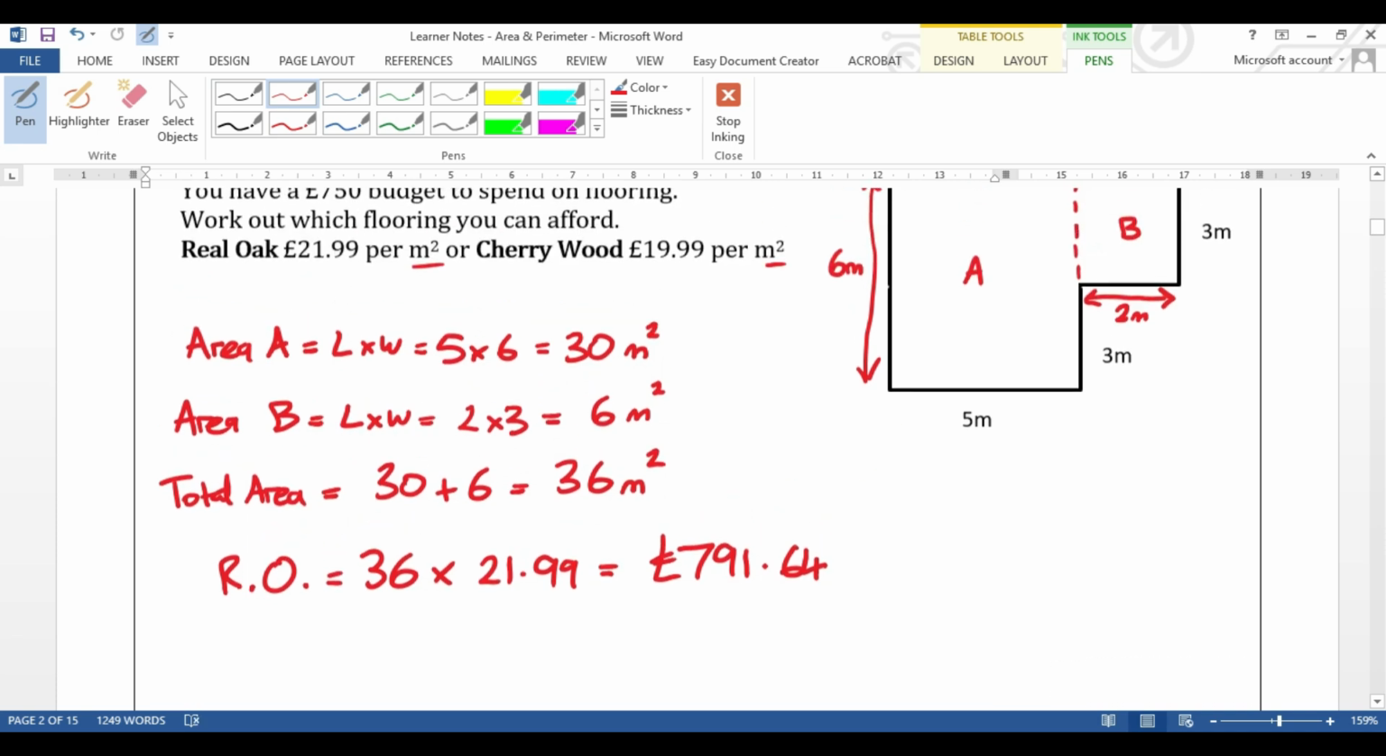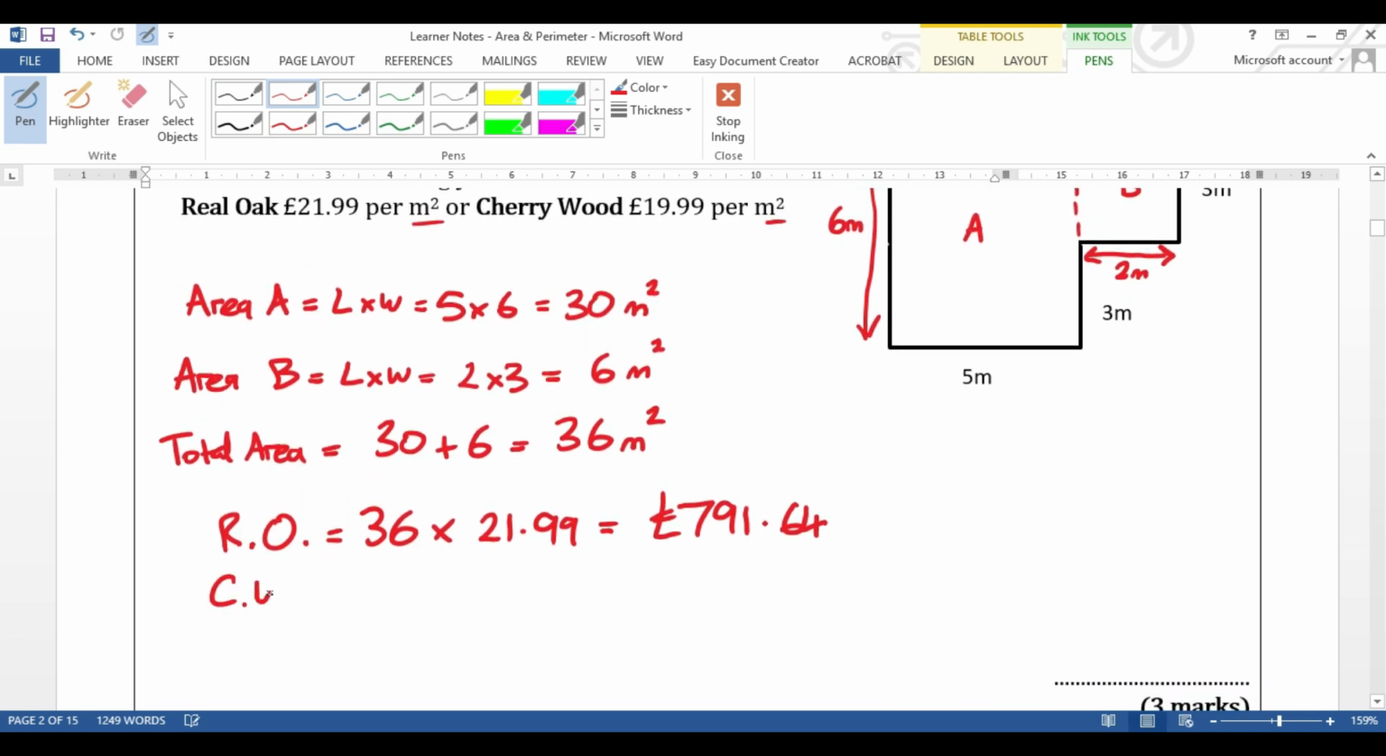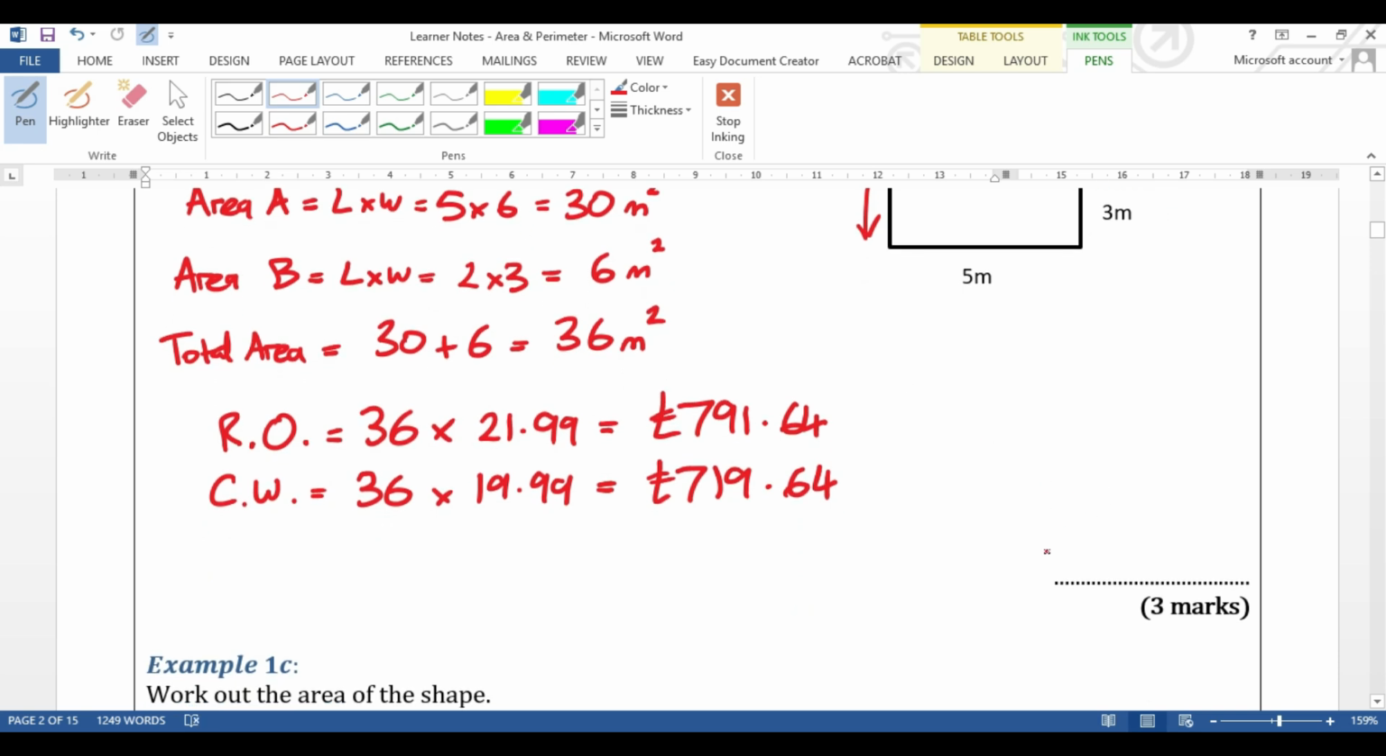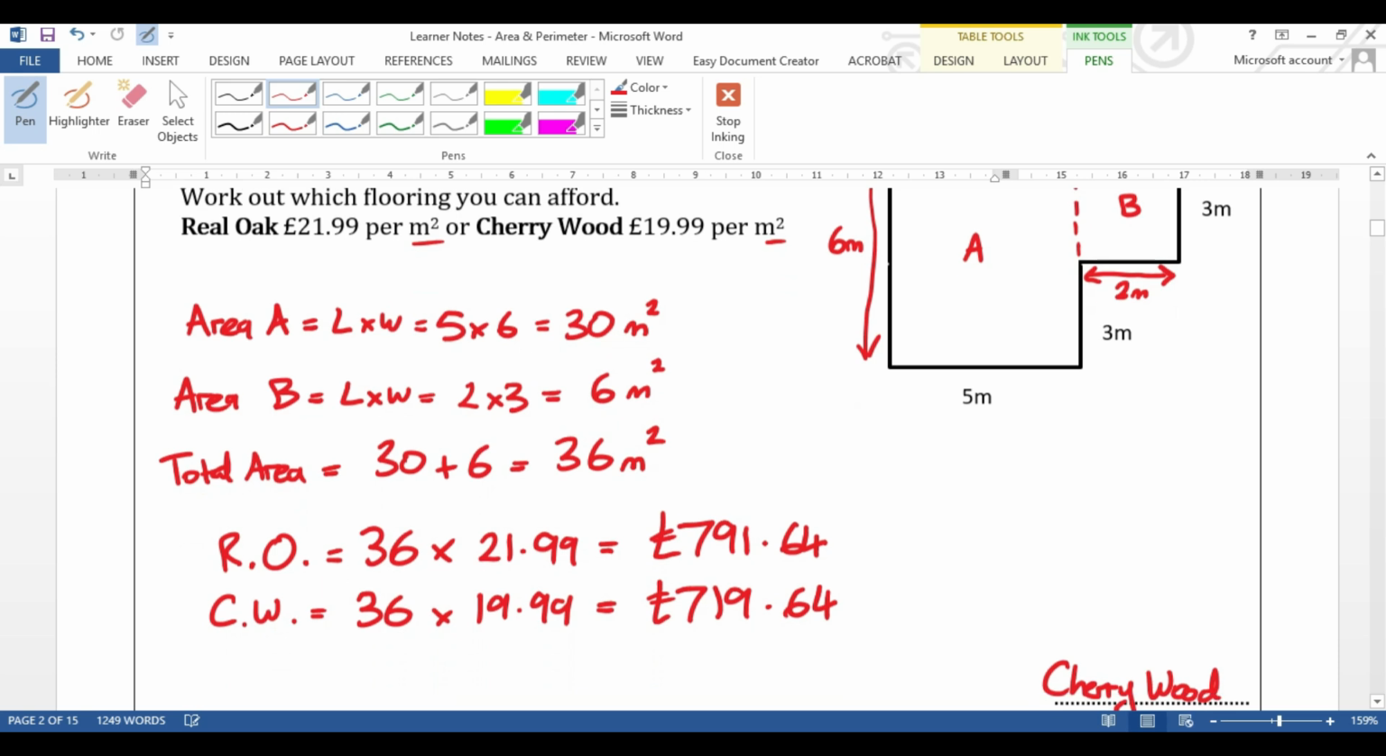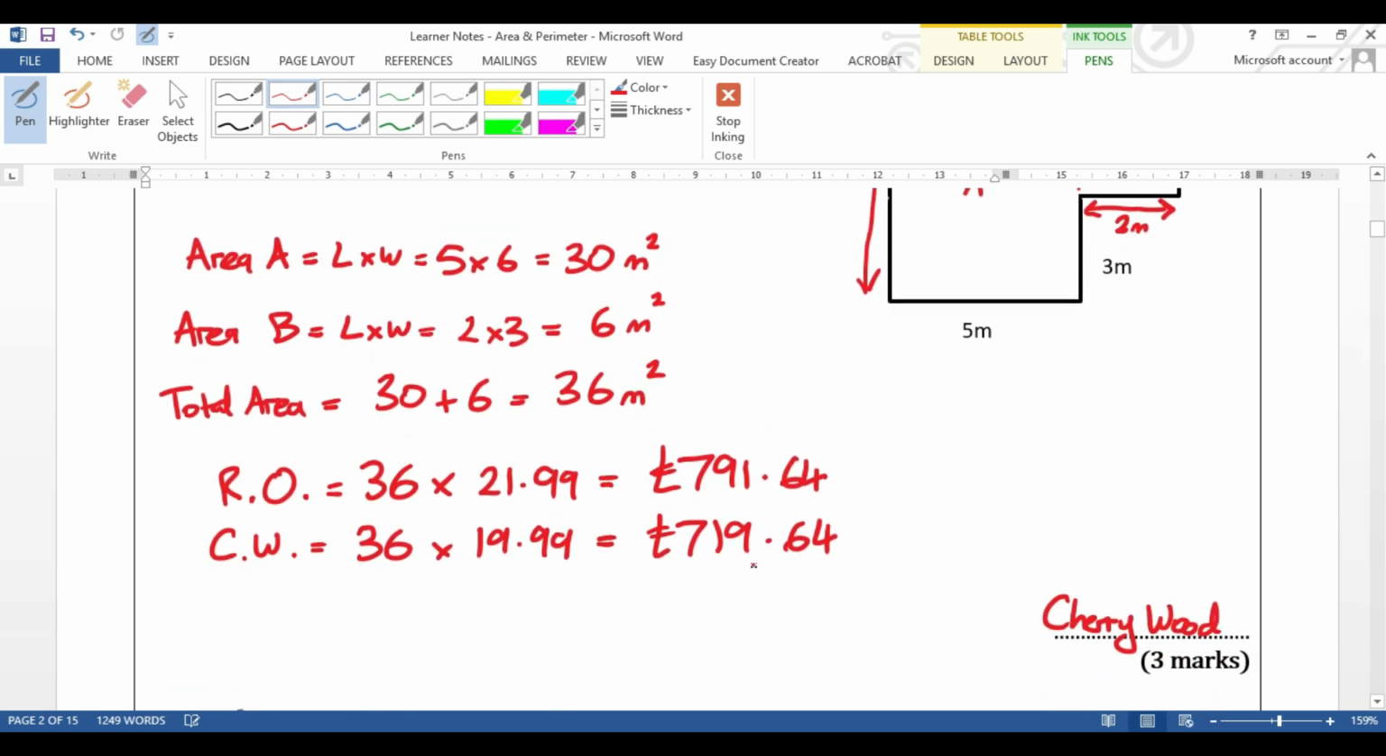So let's check the other one, which was cherry wood. 36 times, how much was that one? £19.99. It's definitely going to be cherry wood, but we do have to show this. So 36 times 19.99 gives you, yeah, that's much better, £719 and 64 pence. So the only one we can afford in this case is cherry wood. Yep, there's your 3 marks. So this is a bit of a recap from level 1. Hopefully you guys got the same answer.